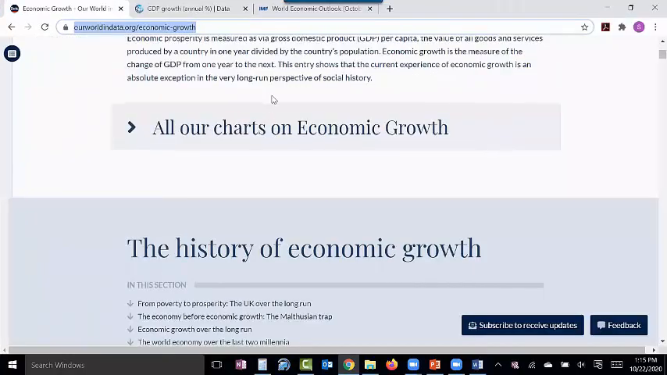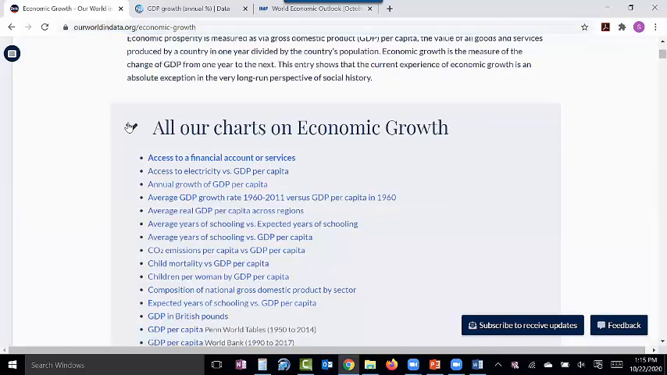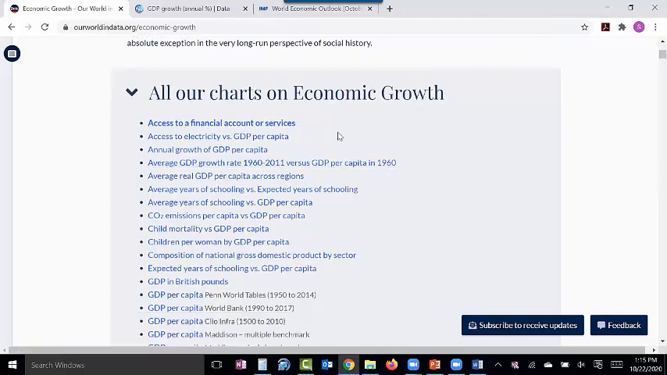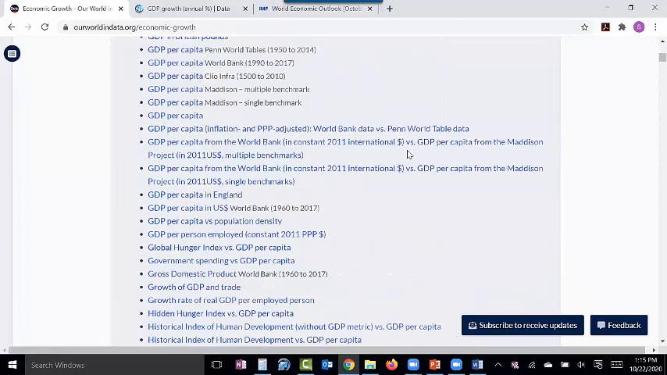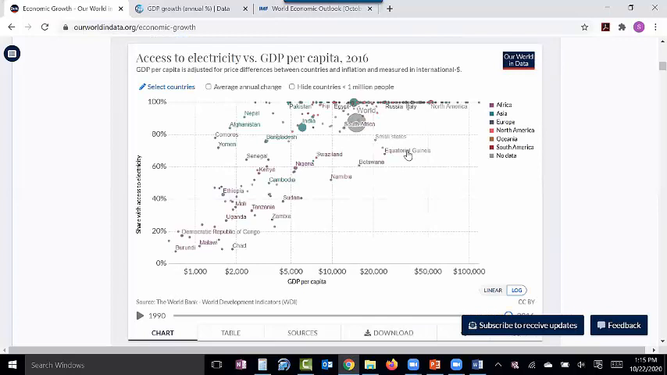So I found this thing. It was Our World in Data, which is really interesting because we talk about how economic growth is related to improving the standard of living. This one has all of these little charts you can look at, like access to electricity versus GDP per capita. So you go down here and it gives you this little graph.